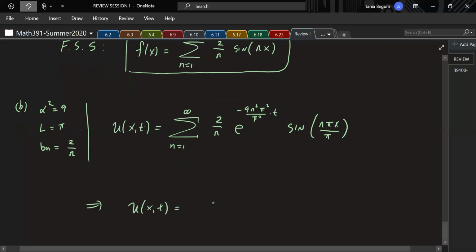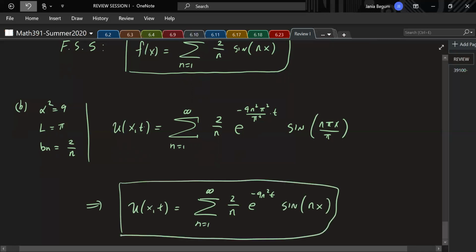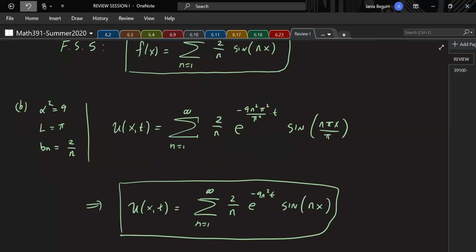u of x,t is the sum from n equals 1 to infinity of 2 over n, e to the, so the pi squares will cancel out, there's just negative 9 n squared t, times sine of n x. So that would be the solution. So you already did all the work for part A. Part B is just setting them up correctly. That's pretty much it. Because both functions will always match. If they don't match, then you have to do extra work, solving for Bn, which we know how to do just by setting t equal to 0. You have your initial conditions.